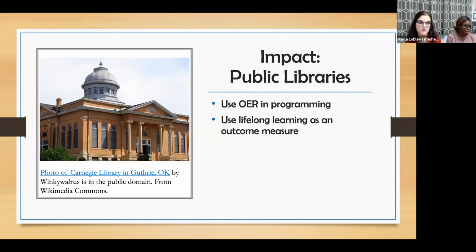But also with the toolkit that we create, you will have a way to measure if this OER was effective in increasing lifelong learning, which we know public libraries are institutions of lifelong learning. And so instead of having to rely on GPA or final course grades, which you wouldn't have as part of your program, you can use our tool that will be ready in a couple of years to measure the lifelong learning outcome.